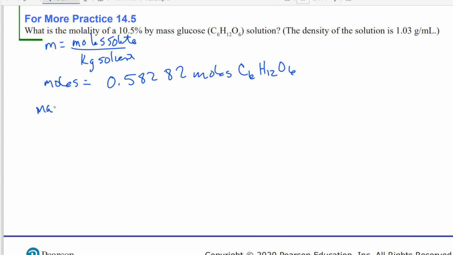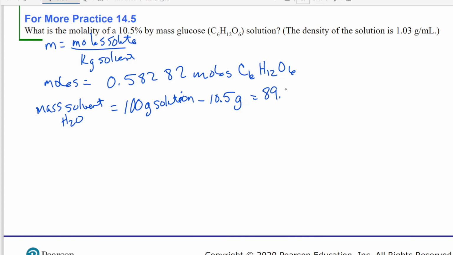So let me write that down. Mass of solvent, and we're assuming we have an aqueous solution here, so that's water. That's going to be equal to, well, we're assuming a 10.5% by mass glucose solution, so we said we had 10.5 grams of the glucose, so that means we had 100 grams of solution. Now we have to subtract the mass of the solute from that, and that was 10.5 grams. So that gives us 89.5 grams of water for our solvent.